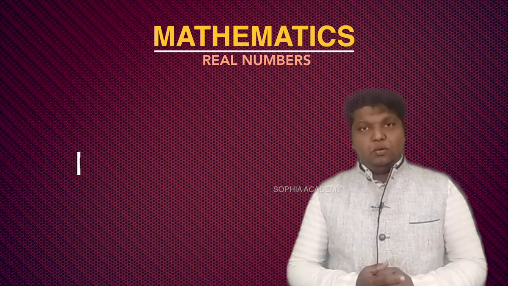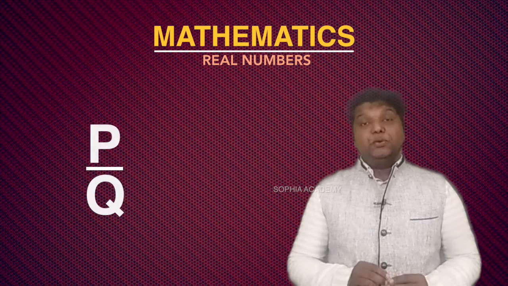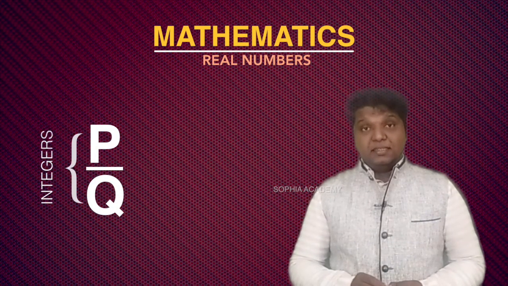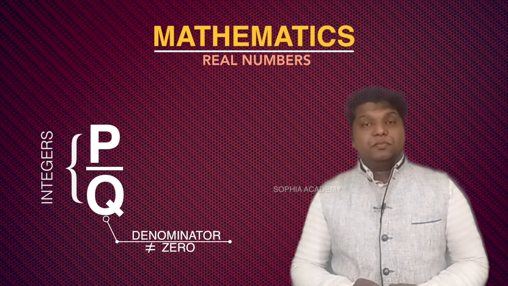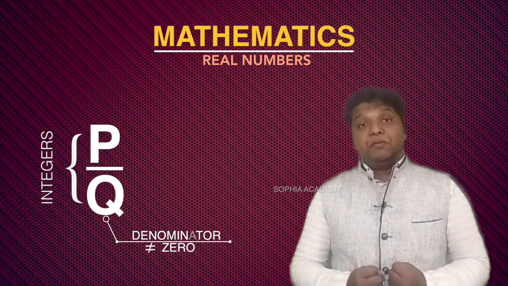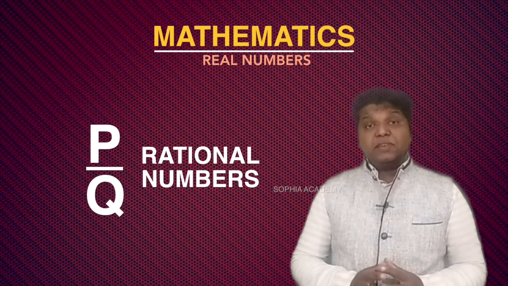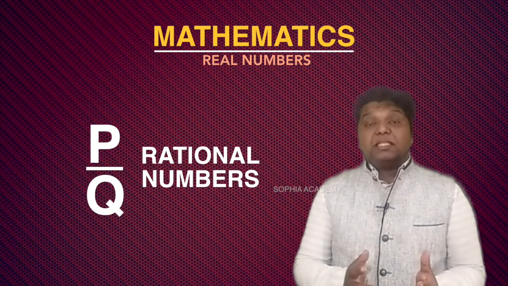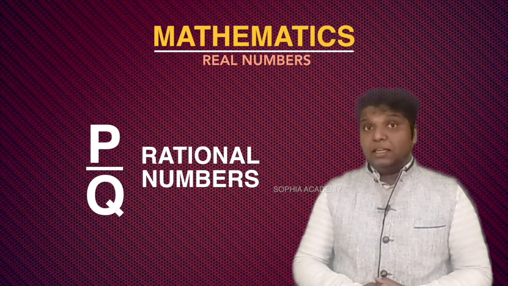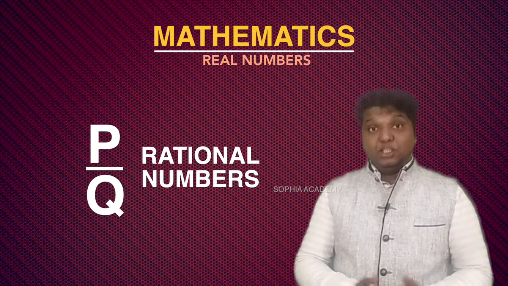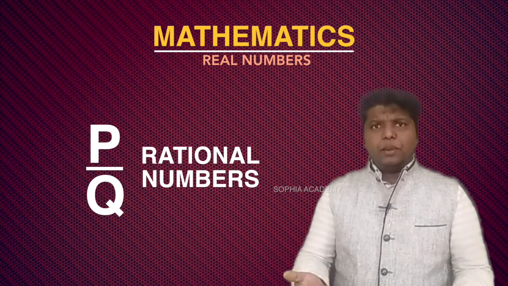Let's just recall what is rational numbers. The numbers which can be written in the form p by q, where p and q are integers, and the denominator part, that means q, should not be equal to 0. That typical type of numbers is what we call rational numbers. In simple words, if you can express a number in the form p by q, means something like a fraction, which you have studied in our junior classes, that's what we call rational number.